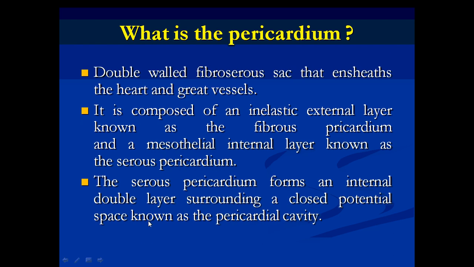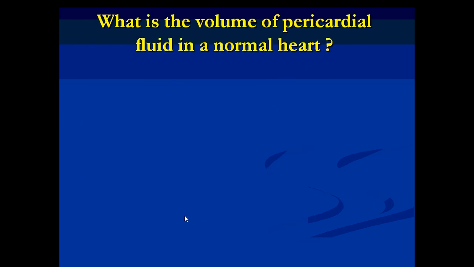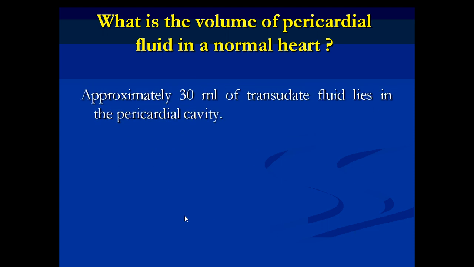Between both layers of the serous pericardium, the visceral and the parietal layers, the area in between is called the pericardial cavity. The pericardial cavity contains a fluid in a normal heart. It's approximately 30 ml of transudate fluid. What's its function? Its function is to form a lubricant material so the heart can contract or beat smoothly and move smoothly inside the pericardium without any friction.